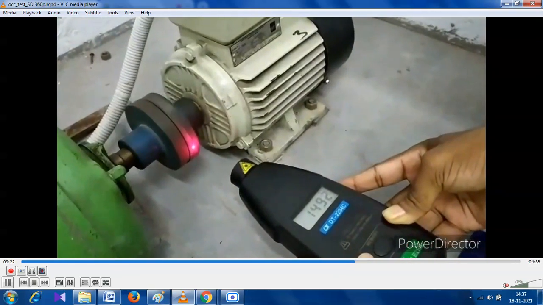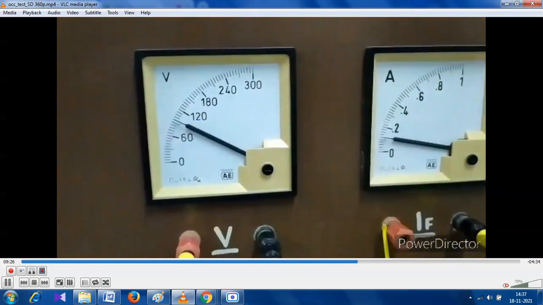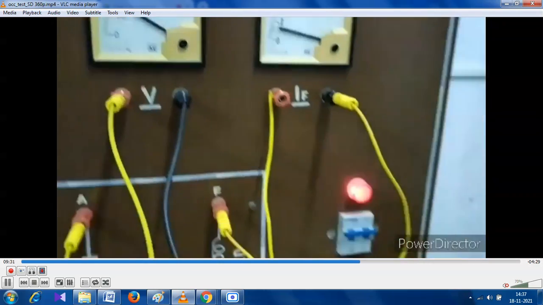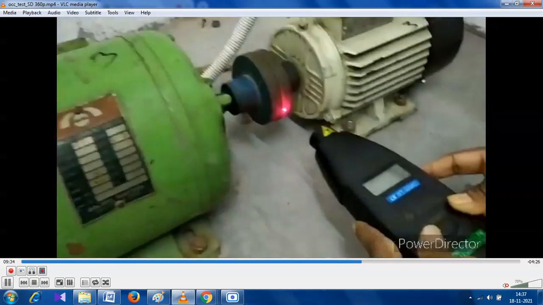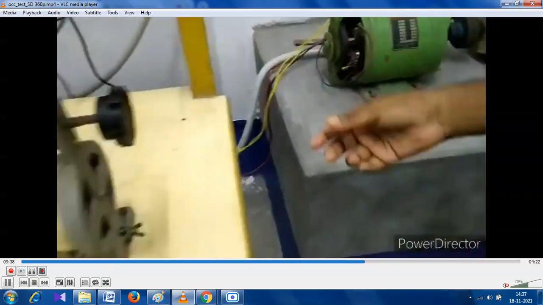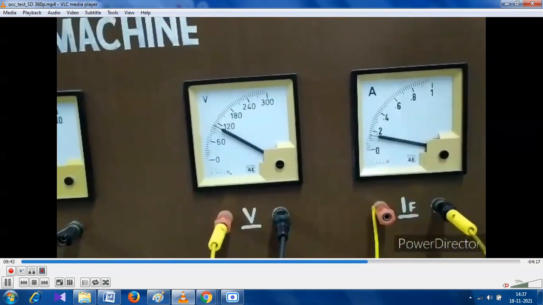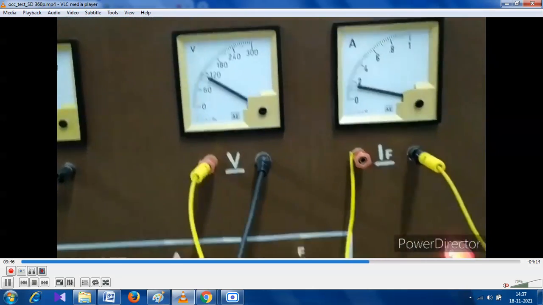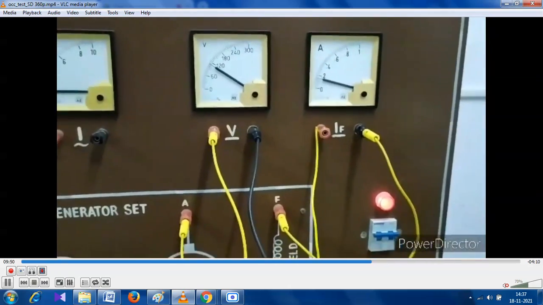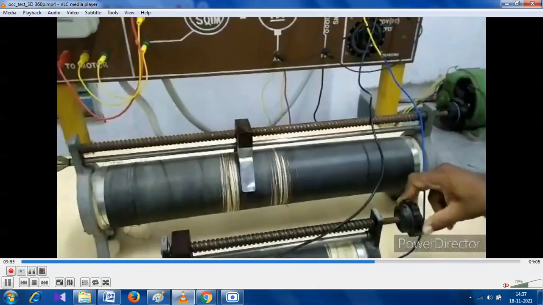Next, we have to increase the value of field current. Then we have to check whether the speed is constant or whether the speed differs. So we take the rotation reading and then the voltage reading, how much voltage is generated due to the corresponding field current. This is basically a repetitive process.